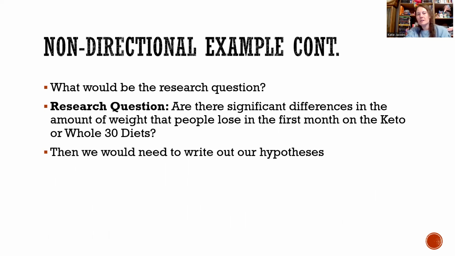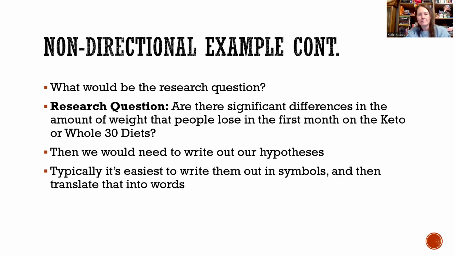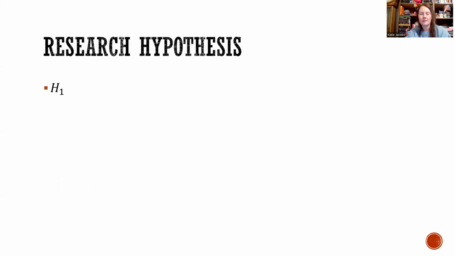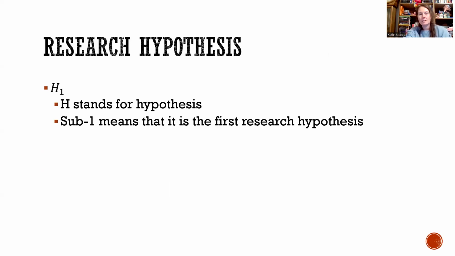So then we would need to write out our hypotheses. Once we have our research question, we would want to write out our hypotheses. Typically, it's easier to write our hypotheses out in symbols first and then translate those symbols into words. All right, so H1 is going to be our symbol for our first research hypothesis. So the letter H stands for hypothesis. So go ahead and write that on your handy dandy symbol sheet right now. So you're going to put H, italicize H. The sub 1 there is just saying it's our first research hypothesis.